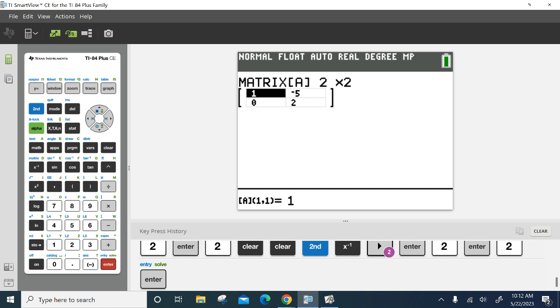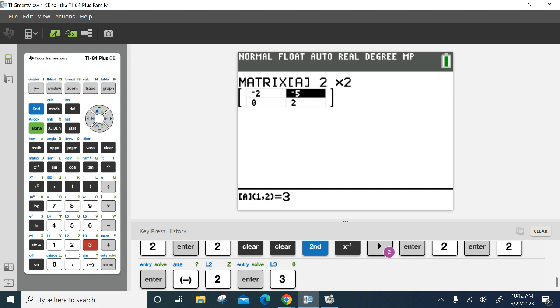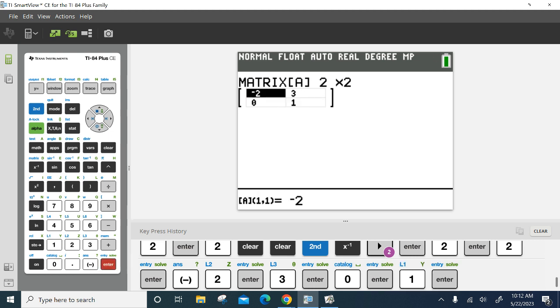Make sure they're in the right place. So there could still be human error here with you guys typing it in. So just the calculator doesn't do it all for you. There's no voice to text on here. So 3, 0, 1. Make sure matrix A is typed in correctly. And then go back.